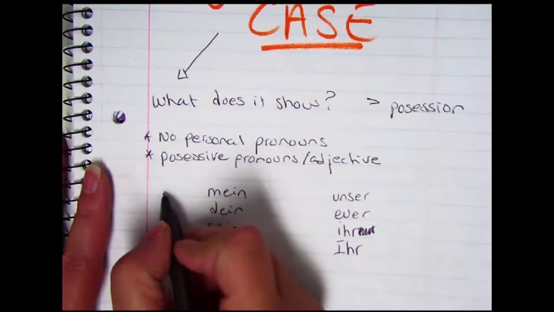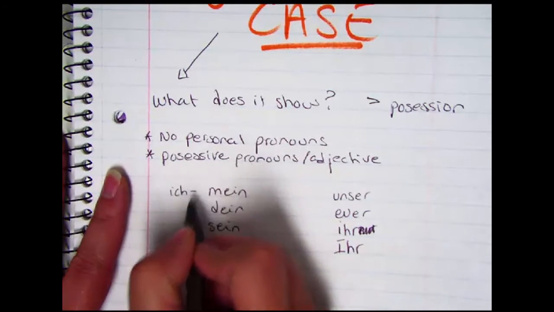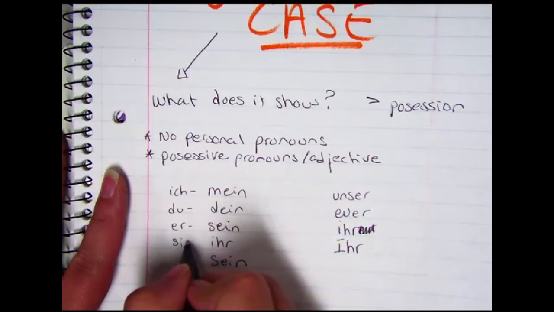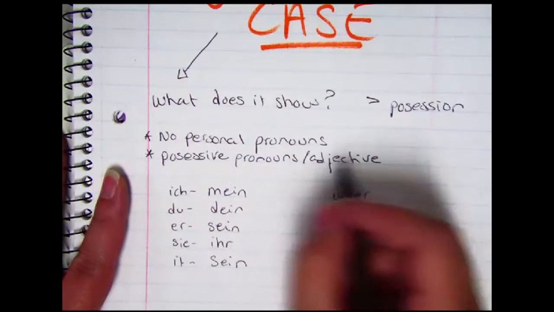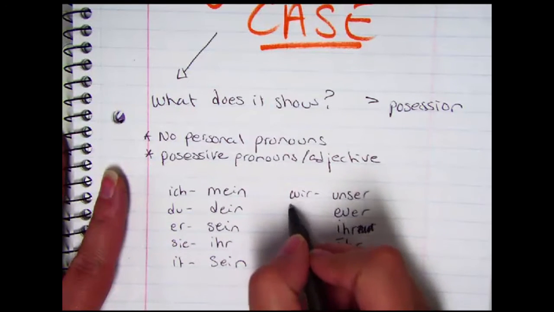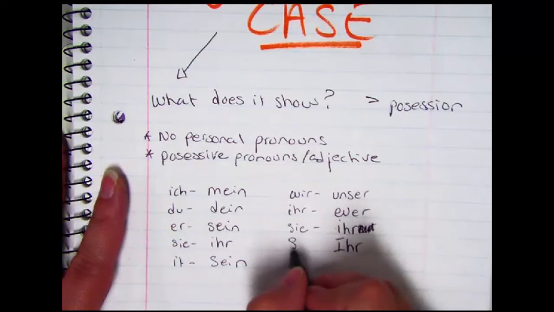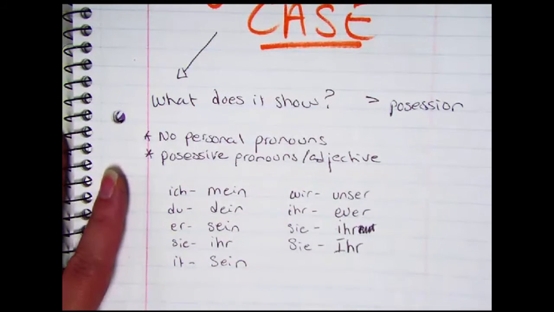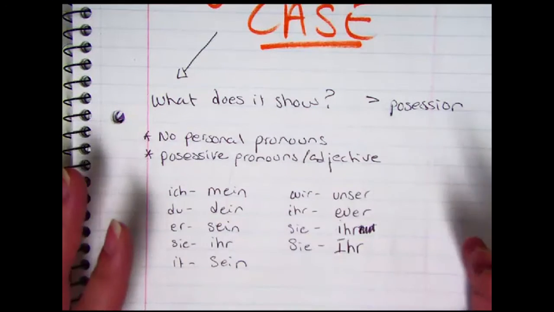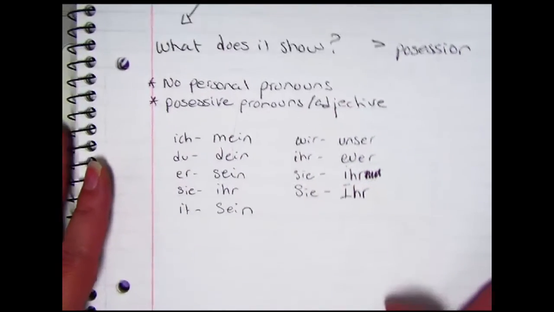So of course those go along with I, you, he, she, and it. And then we, you all, and they, and you formal. So those were your pronouns that were associated with this case. We never really connected those, but again, they show possession, so they belong with this case.